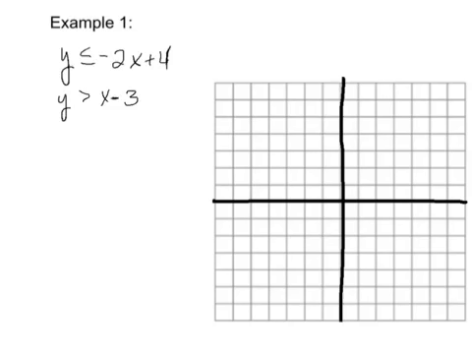Example 1. We need to graph both these lines and shade them, and our solution is where the shading overlaps. First, our first equation is negative 2x plus 4. So we go to plus 4 and put a dot, 1, 2, 3, 4. And then we use our slope of negative 2, positive 1, and put a dot. And we're going to do a solid line.